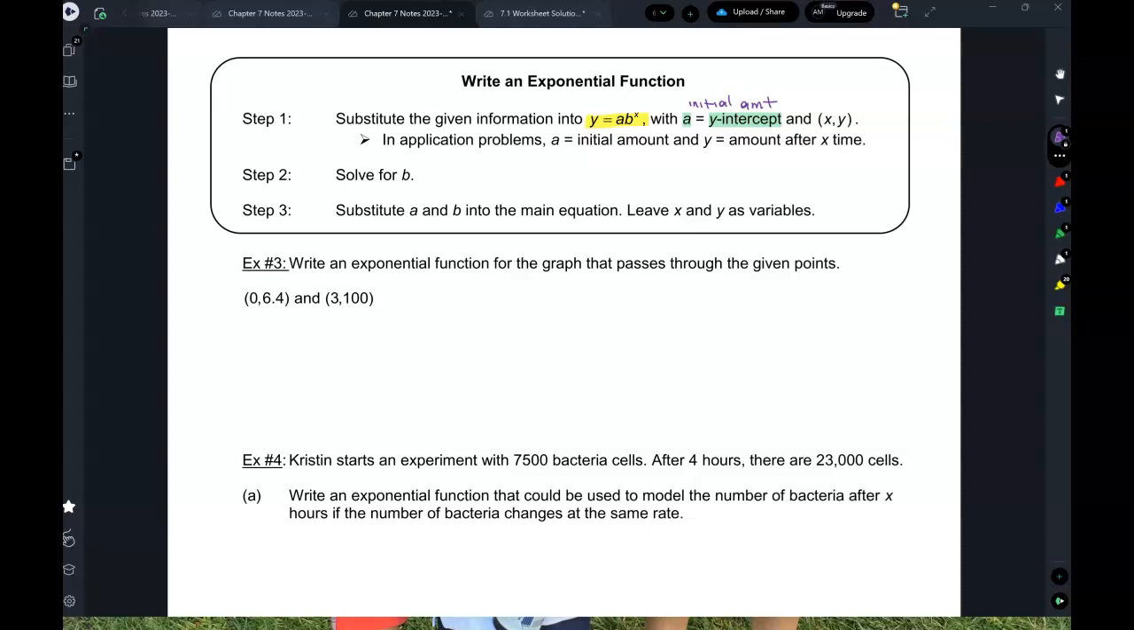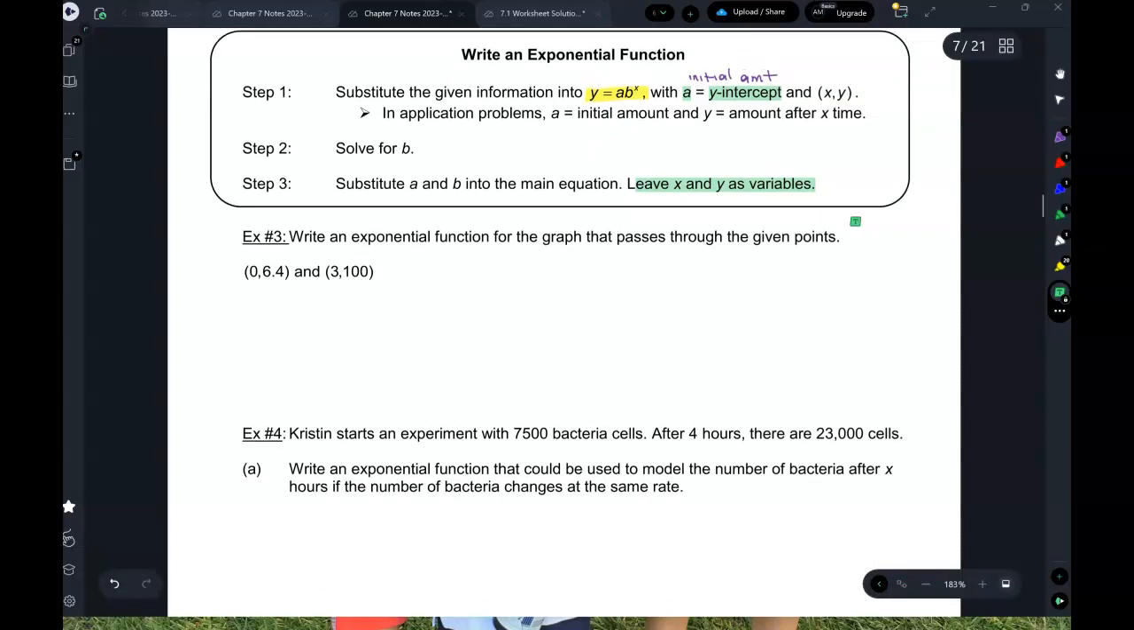So substitute A into the y-intercept and x comma y. Solve for B and substitute A and B back into the equation, leave x and y as variables. Okay, this just got very complicated, so we're just going to do one and then we'll go over the steps as we're doing it. Okay, so take a look at this. Write an exponential function for the graph that passes through the given points.